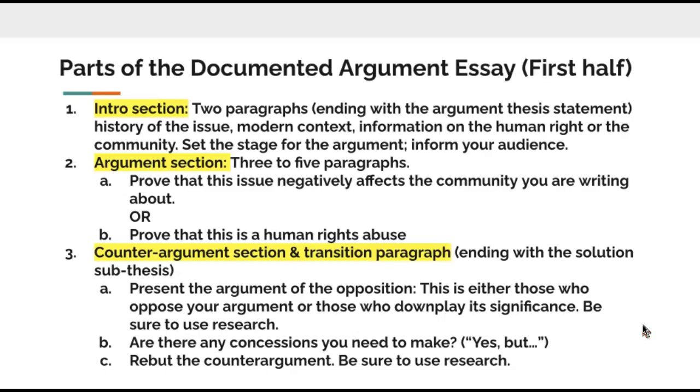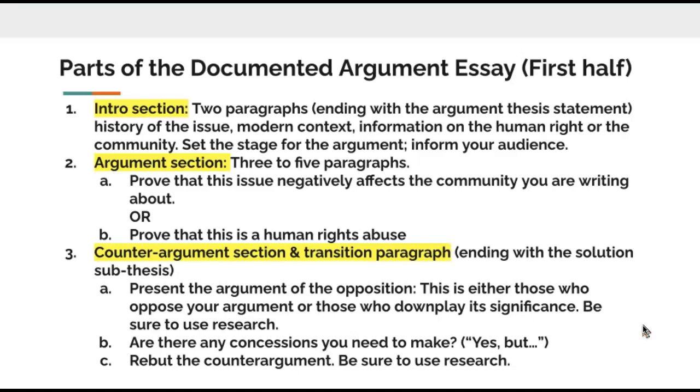In this intro section, I want to hear a history of the issue. I want to hear modern context. Why does this topic matter right now? And then information on either the human right that you are writing about or about the community that you're writing about. Really, you're just setting the stage for your argument and informing your audience. What does somebody need to know if they don't know very much about your topic?